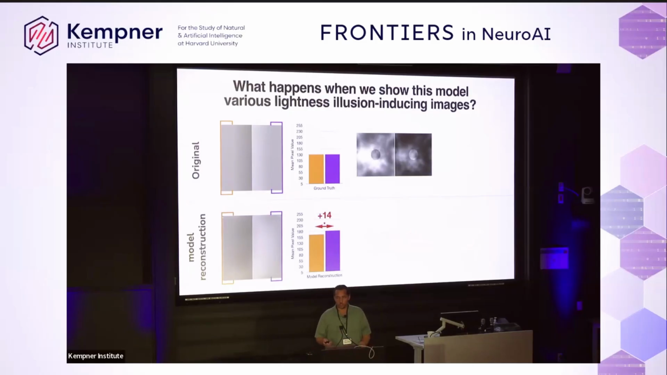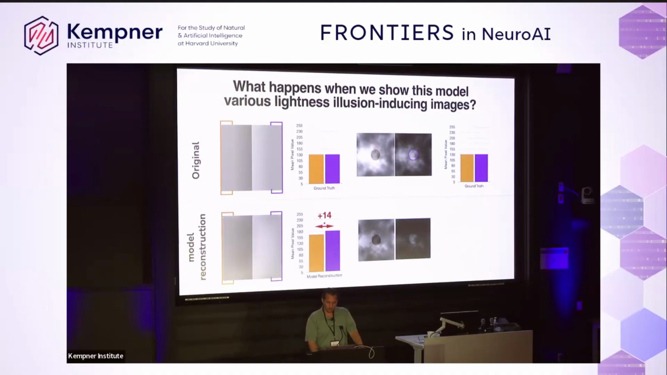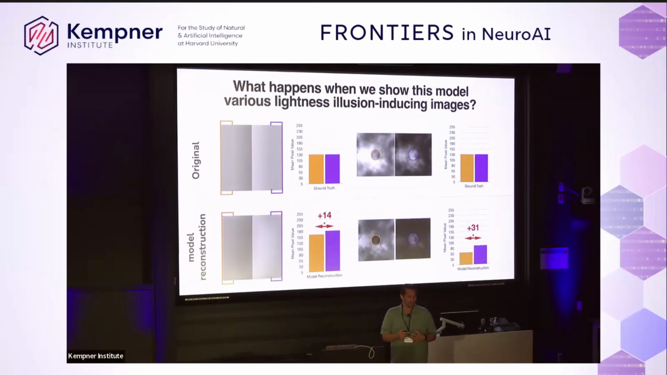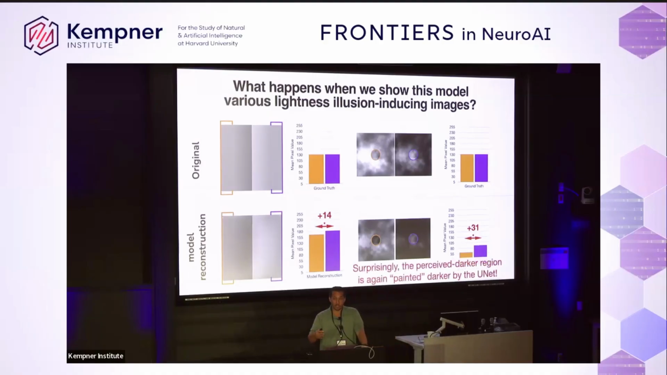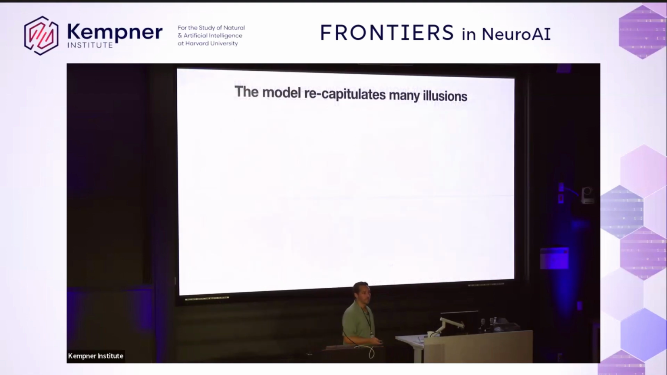But what happens when we show the moon illusion? And again, inside these disks, the pixels are identical. There's no brightness difference in actuality there. But the model paints the bottom disk darker than the one on the right. So even though in theory this would be the hardest case for the model to capture, we're seeing that this edge-based reconstruction computation is giving rise to errors that are systematically in the direction of the human brightness illusions.